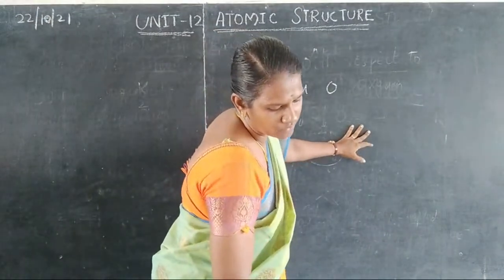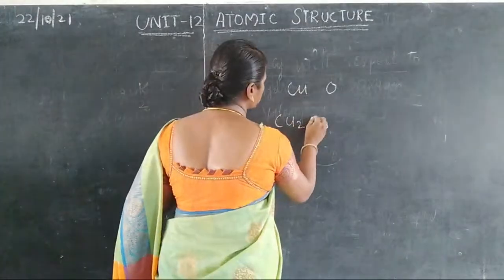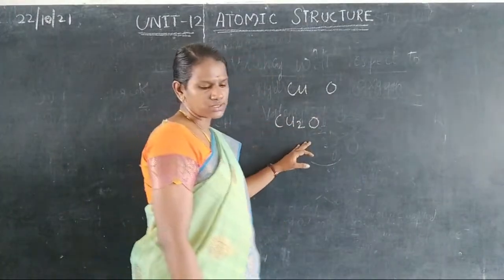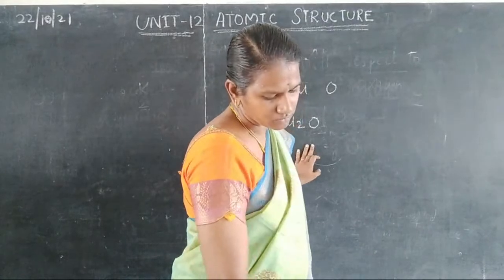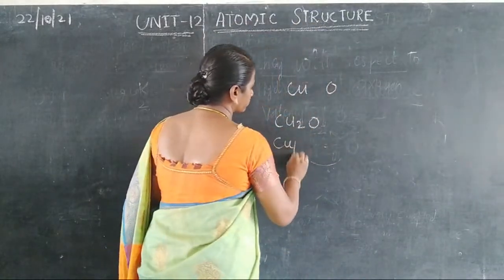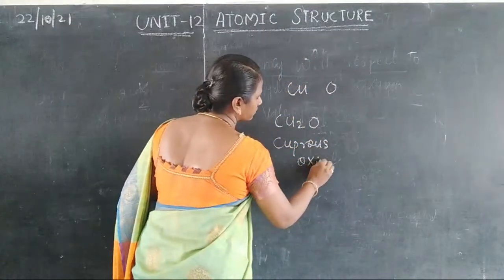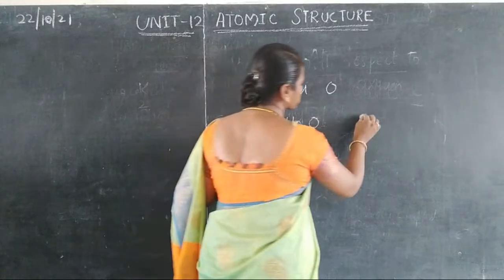What is the formula for the cupric oxide? It is CuO. And what is the cuprous oxide? Cuprous oxide is Cu2O. Cuprous oxide and cupric oxide.